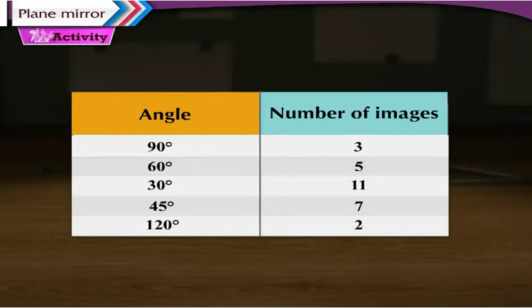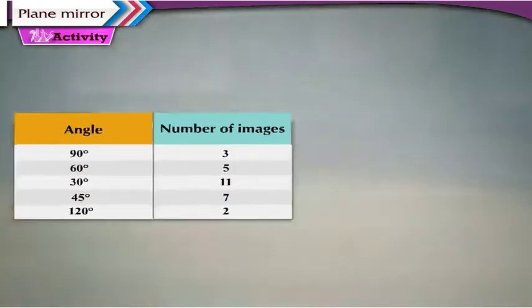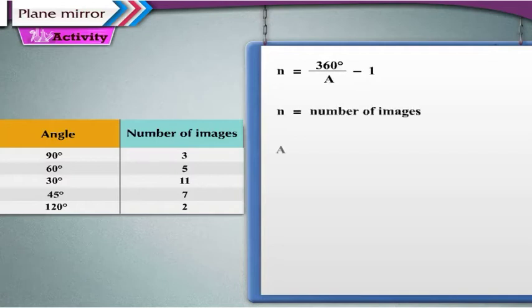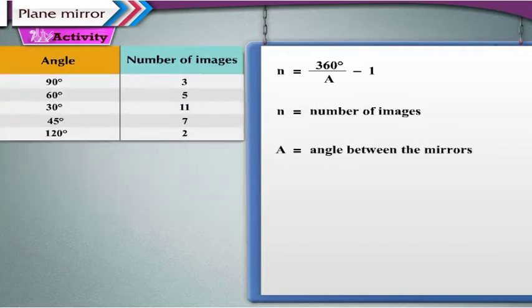If we study the observations, we come to know that there is a relationship between measure of the angle and number of images. It is given by the formula n is equal to 360 degree upon a minus 1, where n is equal to number of images and a is equal to angle between the mirrors. Let us now check if the number of images obtained for different values of angle is consistent with this formula or not.